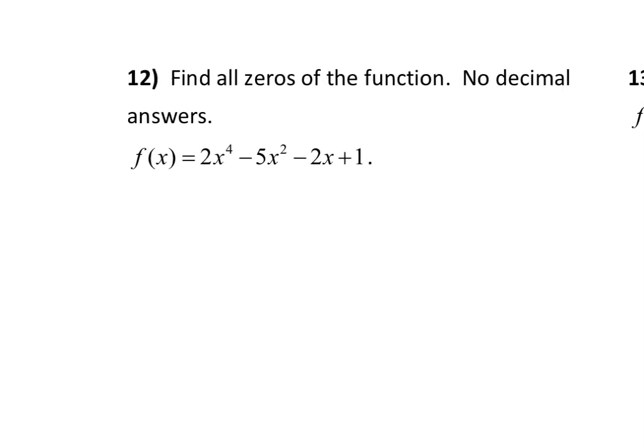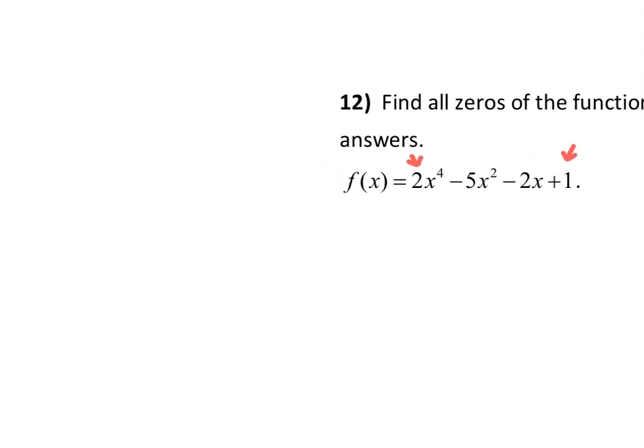So number 12 is kind of like numbers 6 and 7, where you're being asked to find all of the zeros of the function, and you would start by looking for the rational zeros. And it tells you no decimal answers, which means that if you get something that's going to be an irrational number or an imaginary number, you need to work that out using the quadratic formula. So I'm going to start with the rational roots. And there are very few possibilities.